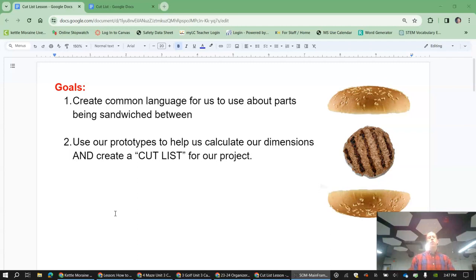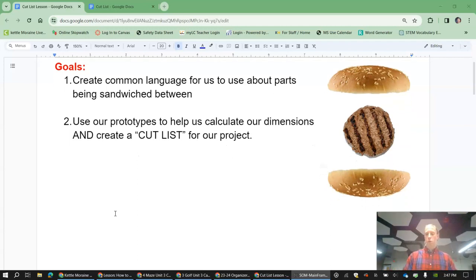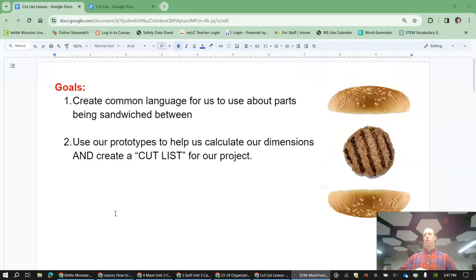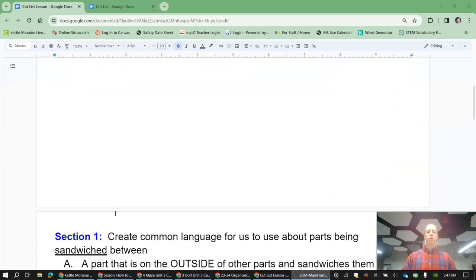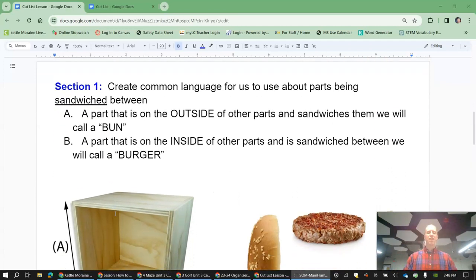Our second goal is for us to use our prototypes to help us calculate our dimensions and to create a cut list for our project. Cut list, I'm going to show you that. We're going to practice making it, and that's going to help us be organized when we're making our stuff in the workshop. So this is a lesson to assist us in being successful in the workshop. Let's dive in. Let's get into this.